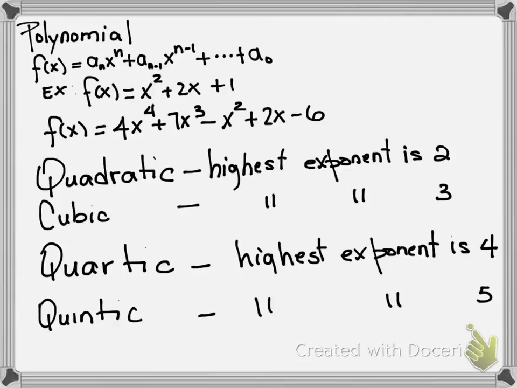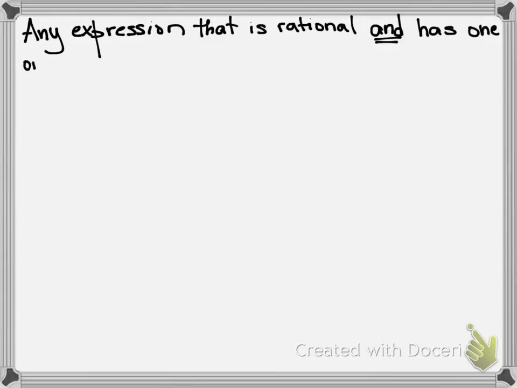Now, make sure you always write the polynomial in standard form. A standard form means it is written in descending order such that the highest exponent is first.